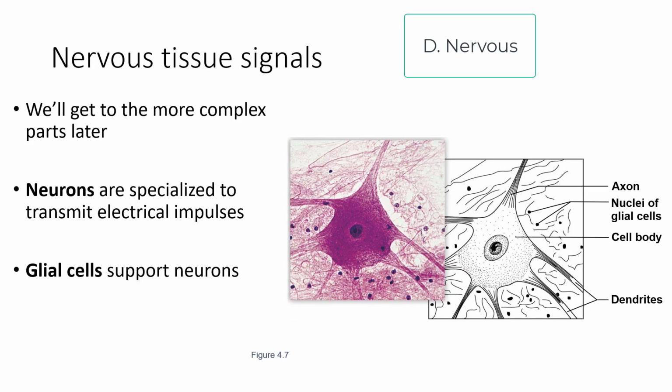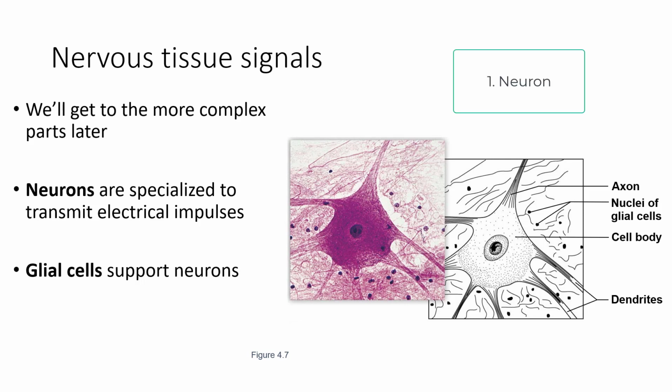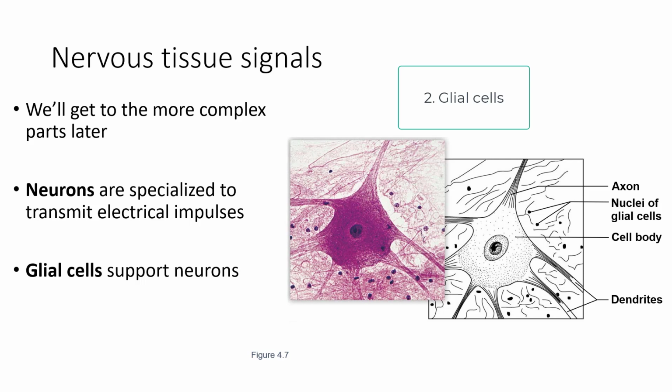Nervous tissue will be the subject of our lecture on nerves. We're going to get more complex a little later on, but for now I want you to know the terms neurons and glial cells. Neurons are specialized to transmit electrical impulses, and these are what we're going to look at with action potentials and the movement of electricity and the movement of signals between synapses. That's going to be neurons. There are also glial cells in nervous tissue, which act to support neurons and help the neurons to function.